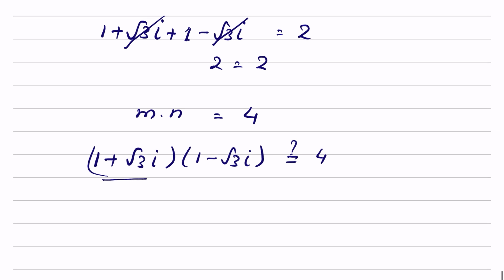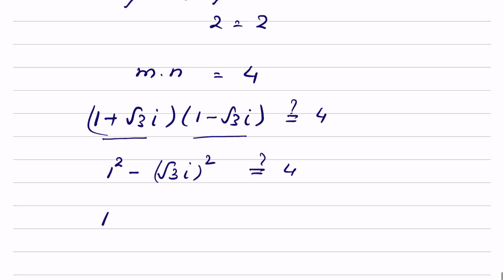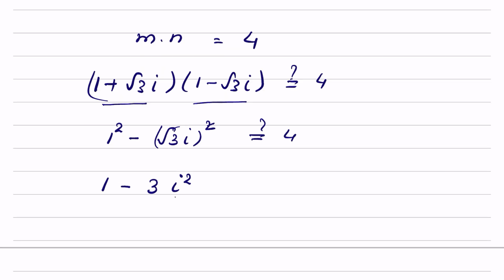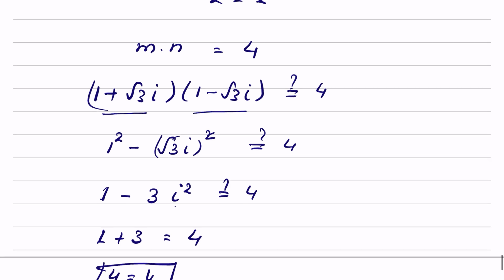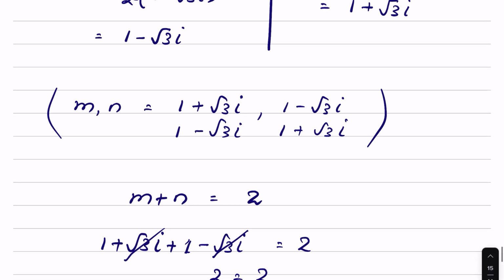This is in the form of (a plus b) times (a minus b). So by the difference of squares, we write 1 square minus (square root of 3i) square. 1 square is 1, minus, the square root gets removed with this square, so it is 3, and this is i square, so it's negative, so minus will be plus. So 1 plus 3 is equal to 4. LHS is equal to RHS. Therefore the 2 values for m and n are these.